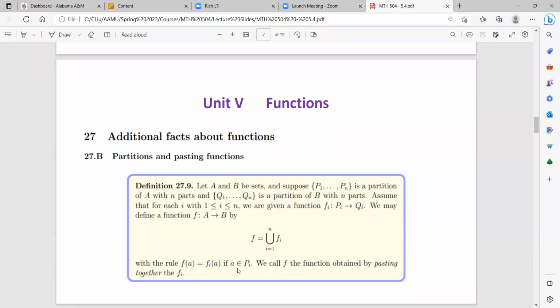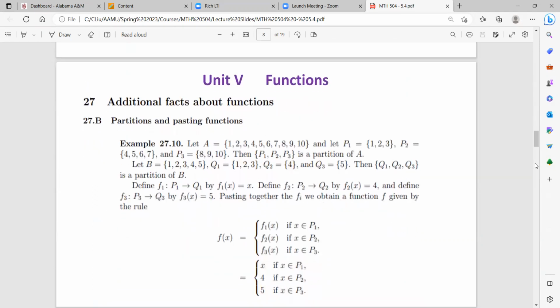And obviously you just define the function f, evaluating a in A the same way as it is evaluated in the specific f sub i. Okay, so just take a look at the element of A coming from each part of this partition, and then you evaluate it using the f sub i defined on that piece, or subset, of A, right? There's a name for this function. We call f the function obtained by pasting together the f sub i. So, okay, easy to understand.